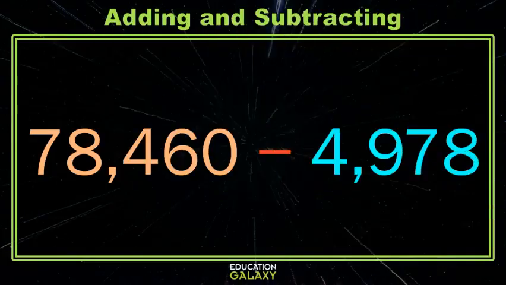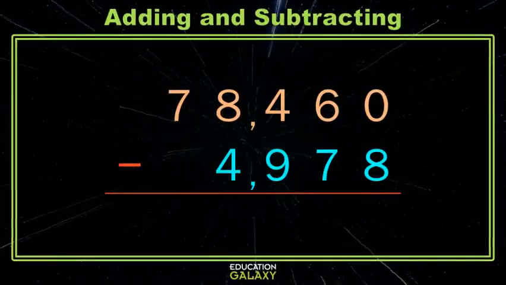When we subtract multi-digit whole numbers, what's the first thing we do? If you said line up by place value, you are correct. Now, can we just start subtracting? No, because I can't take 8 away from 0 or 7 away from 6 or 9 away from 4. So we're going to have to do a little redecorating here.